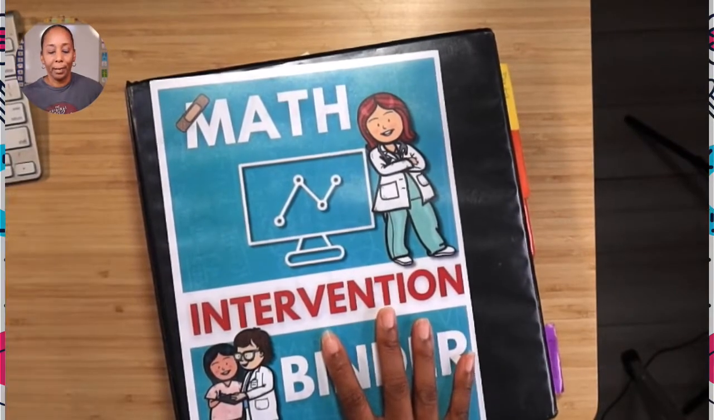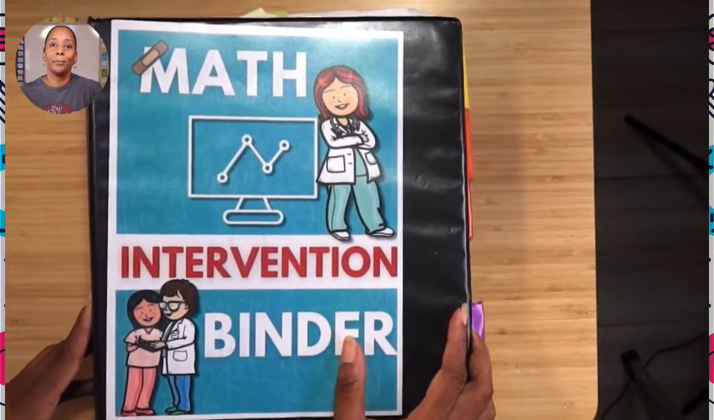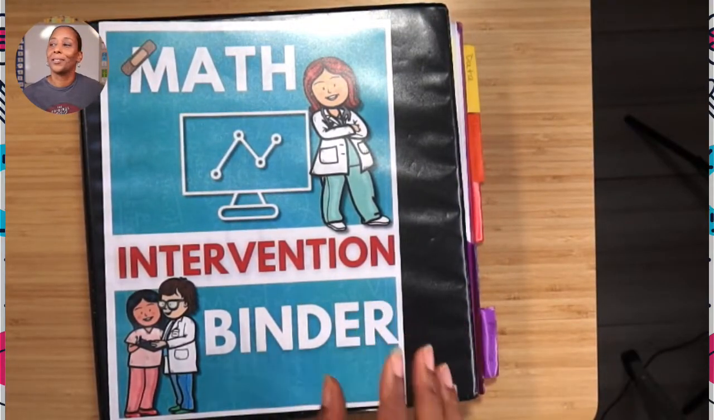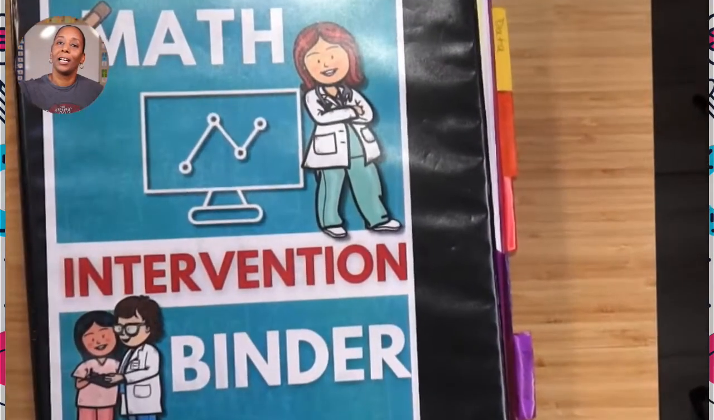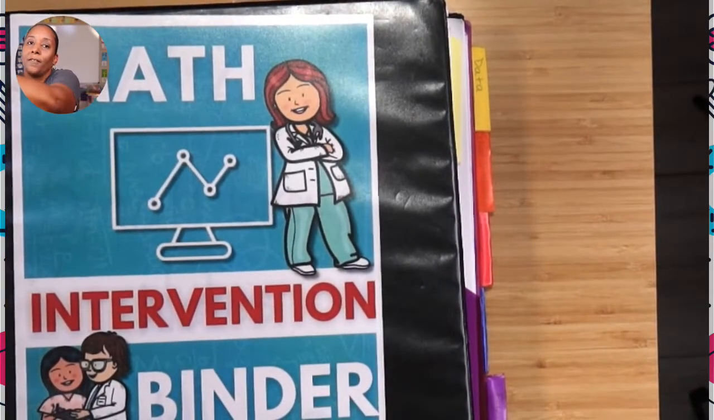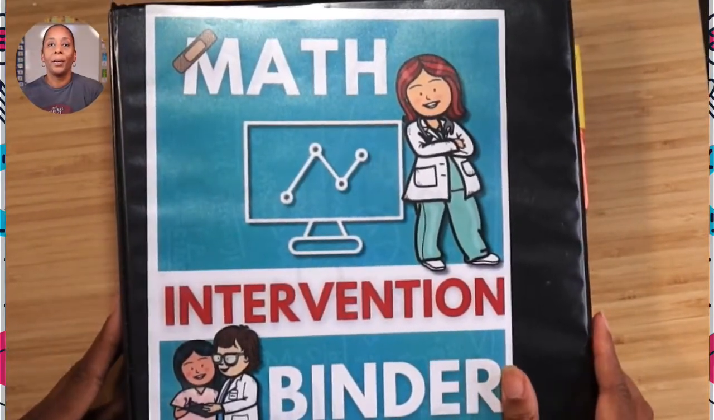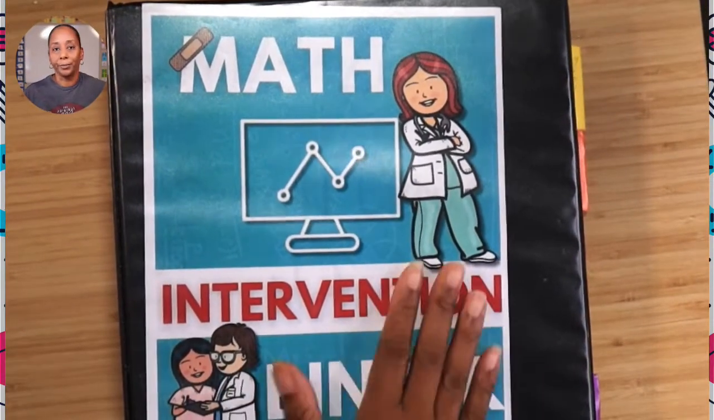So let me move my stuff over. You're going to see my floor. That's some stuff. All right. So let me see if I can move this over. There we go. So this is my binder.